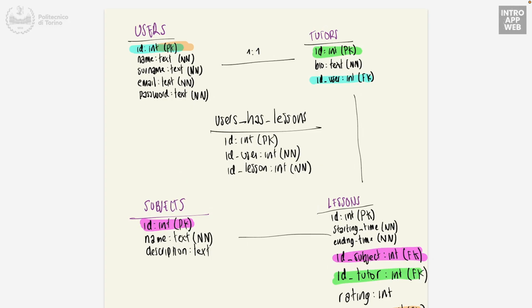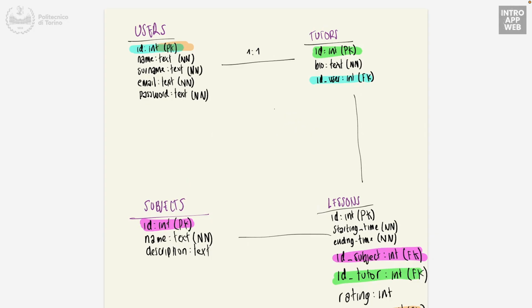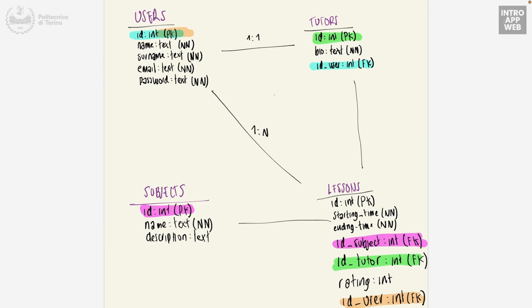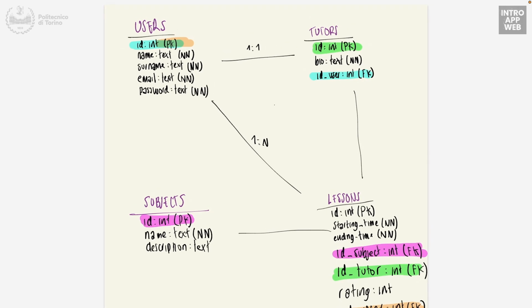But in this case, maybe it is better to keep it simple, or to keep one tutoring session for one specific user, okay? So here the relation is one-to-many. One lesson has just one user, but one user can have many lessons.